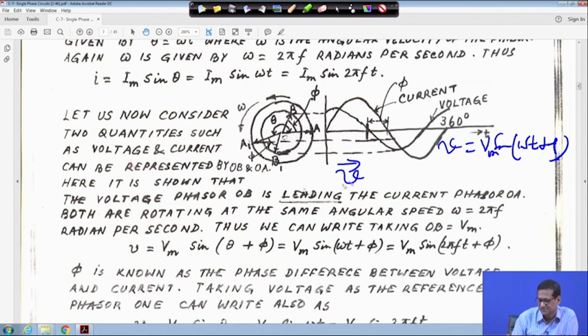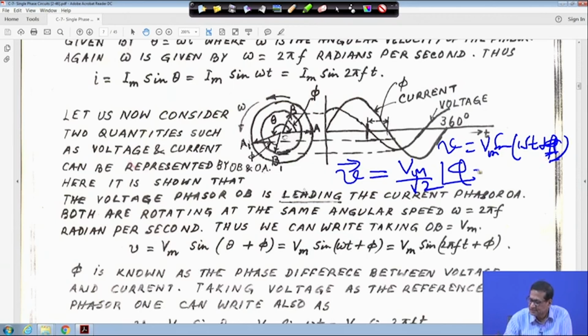Arrow means it can be represented a different way. V with an arrow is equal to the RMS value, Vm by root 2, right. Then the angle should be phi, because it is leading by this angle phi. So the angle should be phi. That means this can be written as V angle phi.